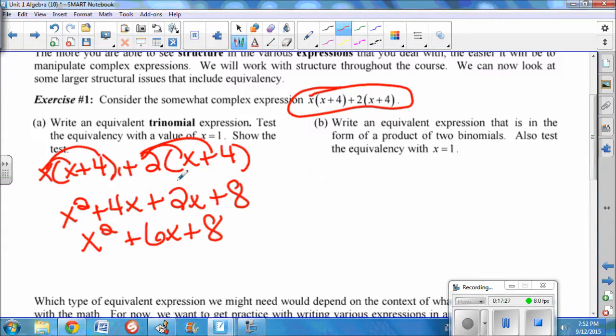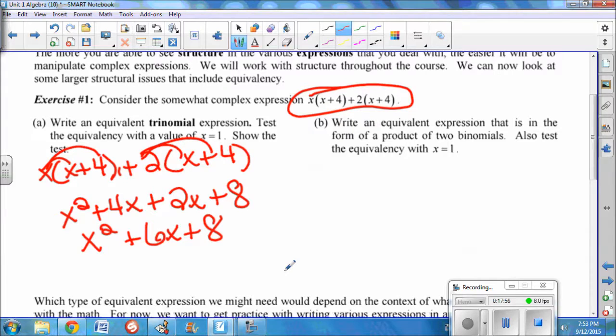So if we test 1 in our original, let's bypass that. We're running out a little bit of space. Go ahead, test 1 on your calculator. Store 1 into your calculator. And then go ahead, type in the expression, and then type in the trinomial that you came up with, and see if they are equal.